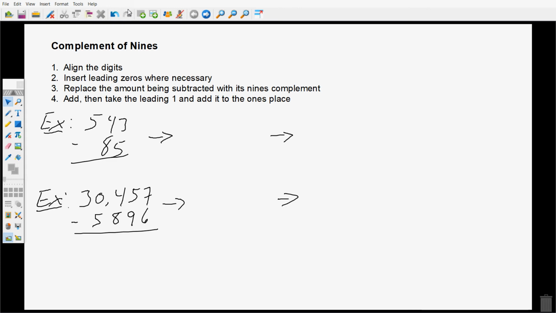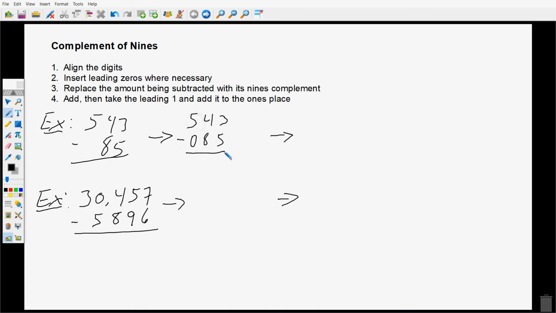To do the complement of nines, you want to first align the digits of which you're subtracting, as you see have been done in each of the examples. The next thing you're going to want to do is insert leading zeros. Leading means a zero in front, and just where necessary. So I'll have the 543, and I'll put minus 085.